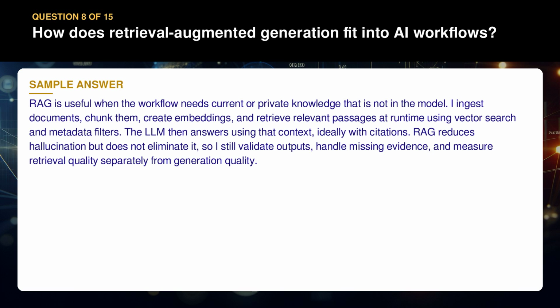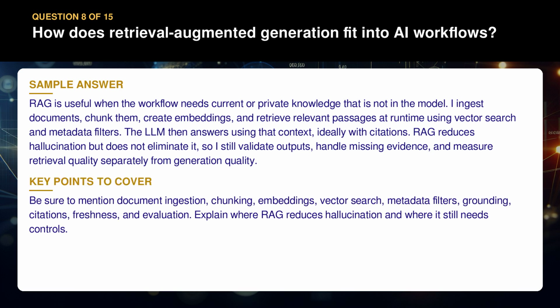The LLM then answers using that context, ideally with citations. RAG reduces hallucination but does not eliminate it, so I still validate outputs, handle missing evidence, and measure retrieval quality separately from generation quality. Be sure to mention document ingestion, chunking, embeddings, vector search, metadata filters, grounding, citations, freshness, and evaluation. Explain where RAG reduces hallucination and where it still needs controls.